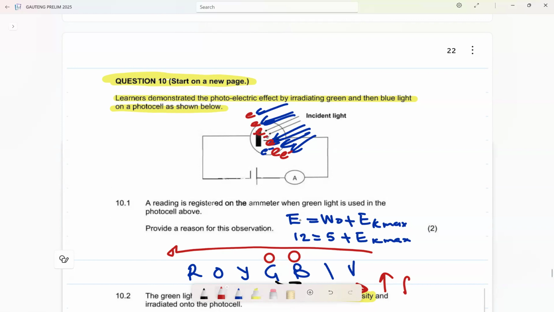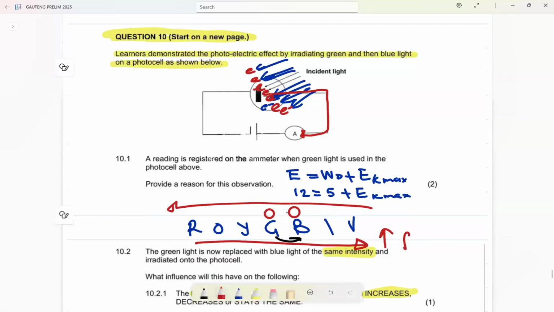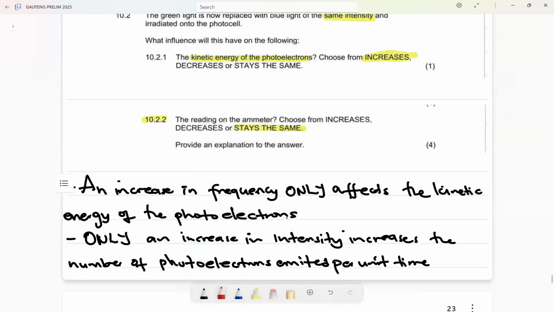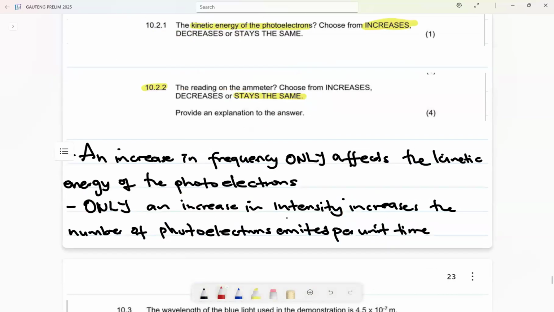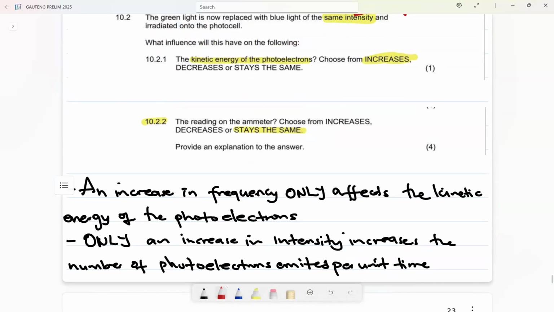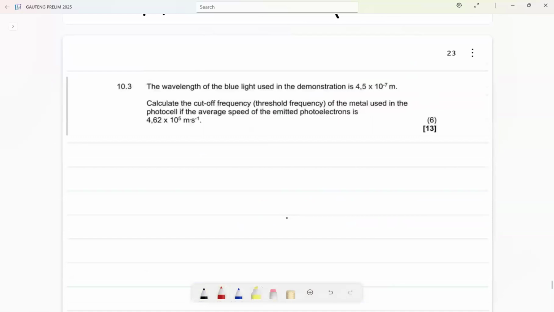So you're going to take more electrons. If there are more electrons going to the current, it means this one will shine brighter. So that's what we refer to as intensity. If there are more photoelectrons emitted per unit time, it means now there will be an increase in the intensity or the brightness of A with the same kinetic energy. Kinetic energy is only affected by the increase in frequency or change in frequency. I hope that's clear. Last question.